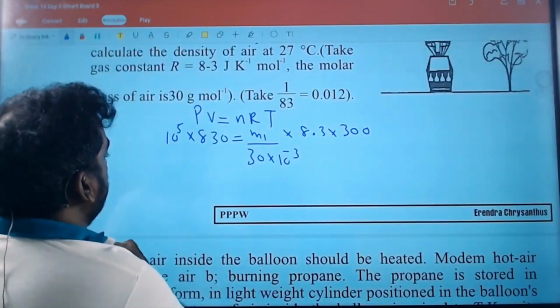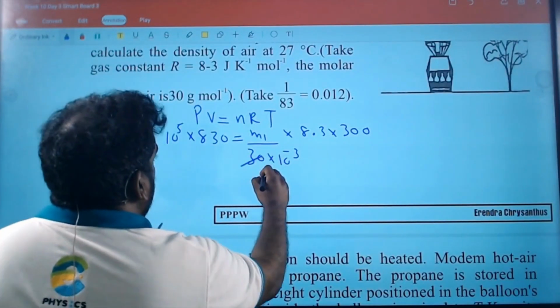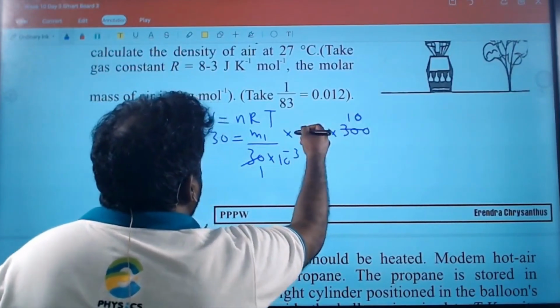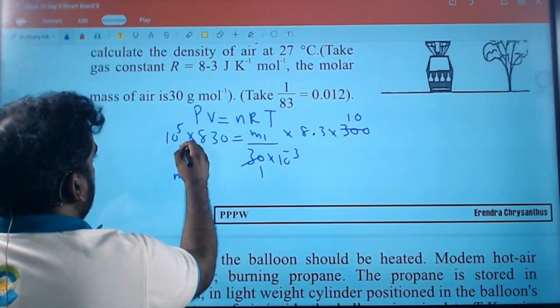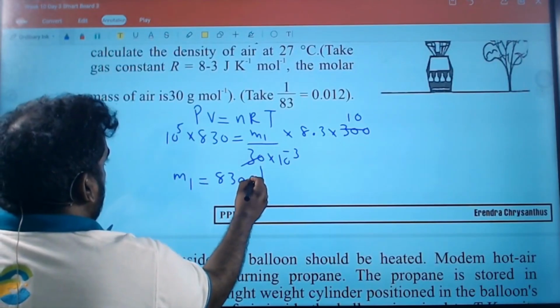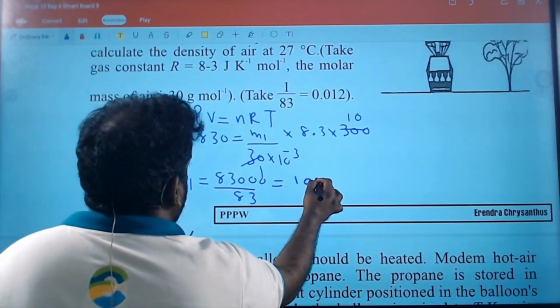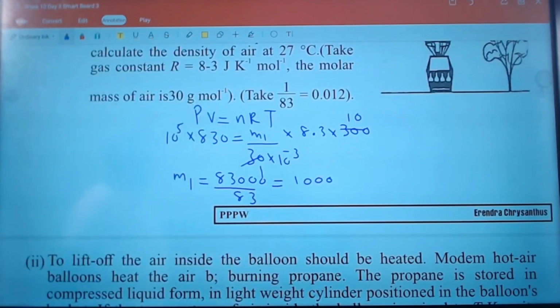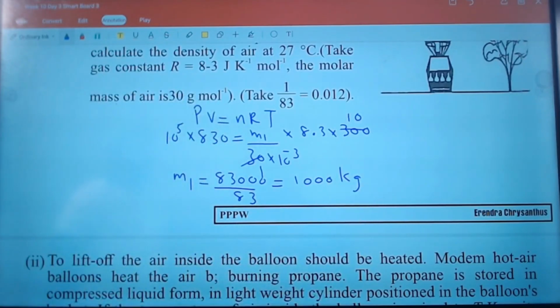Around 1000. So if you do the basic calculation, times 1 times 10, 83. M1 is 83,000 divided by 83. 1000 kilogram. Around 1000 kilogram.